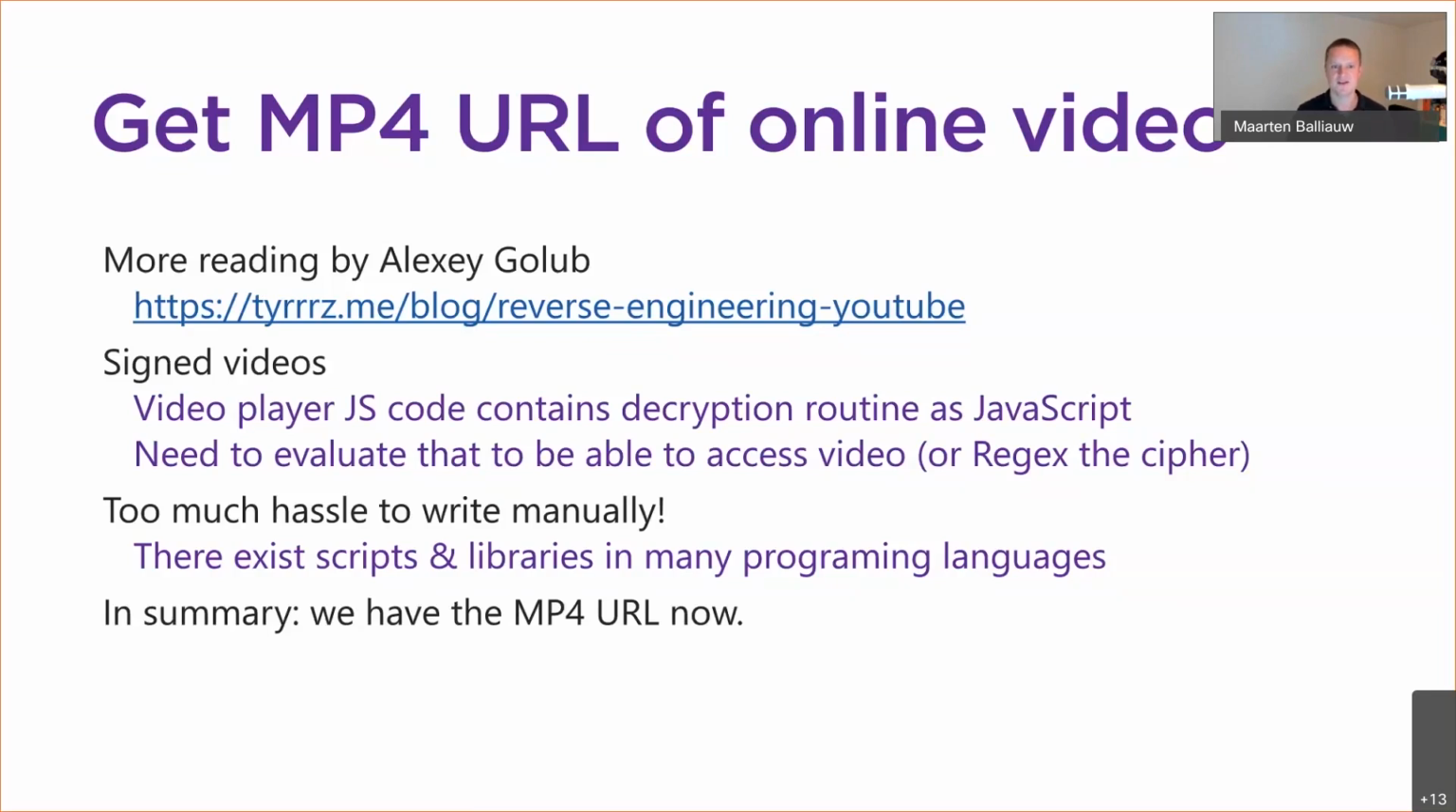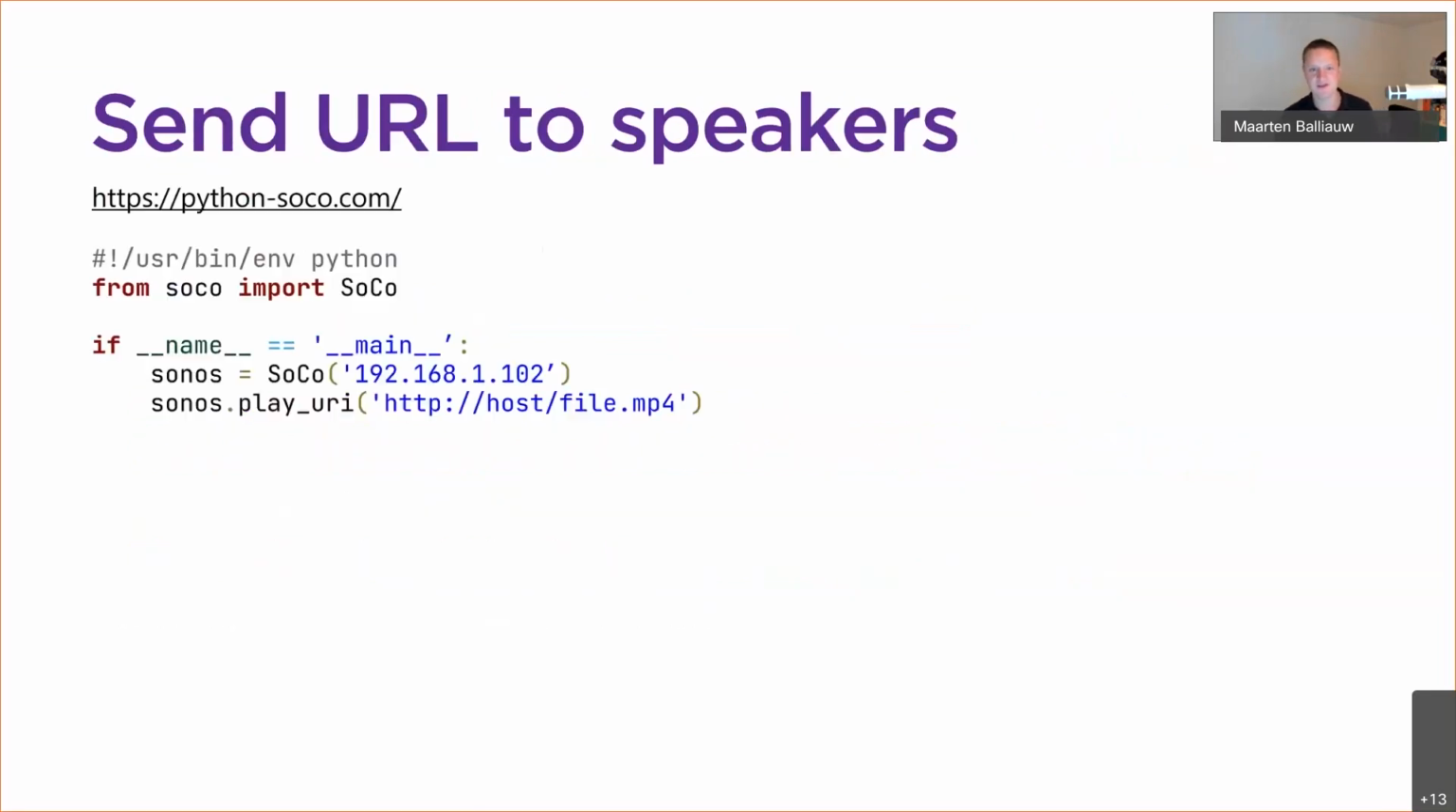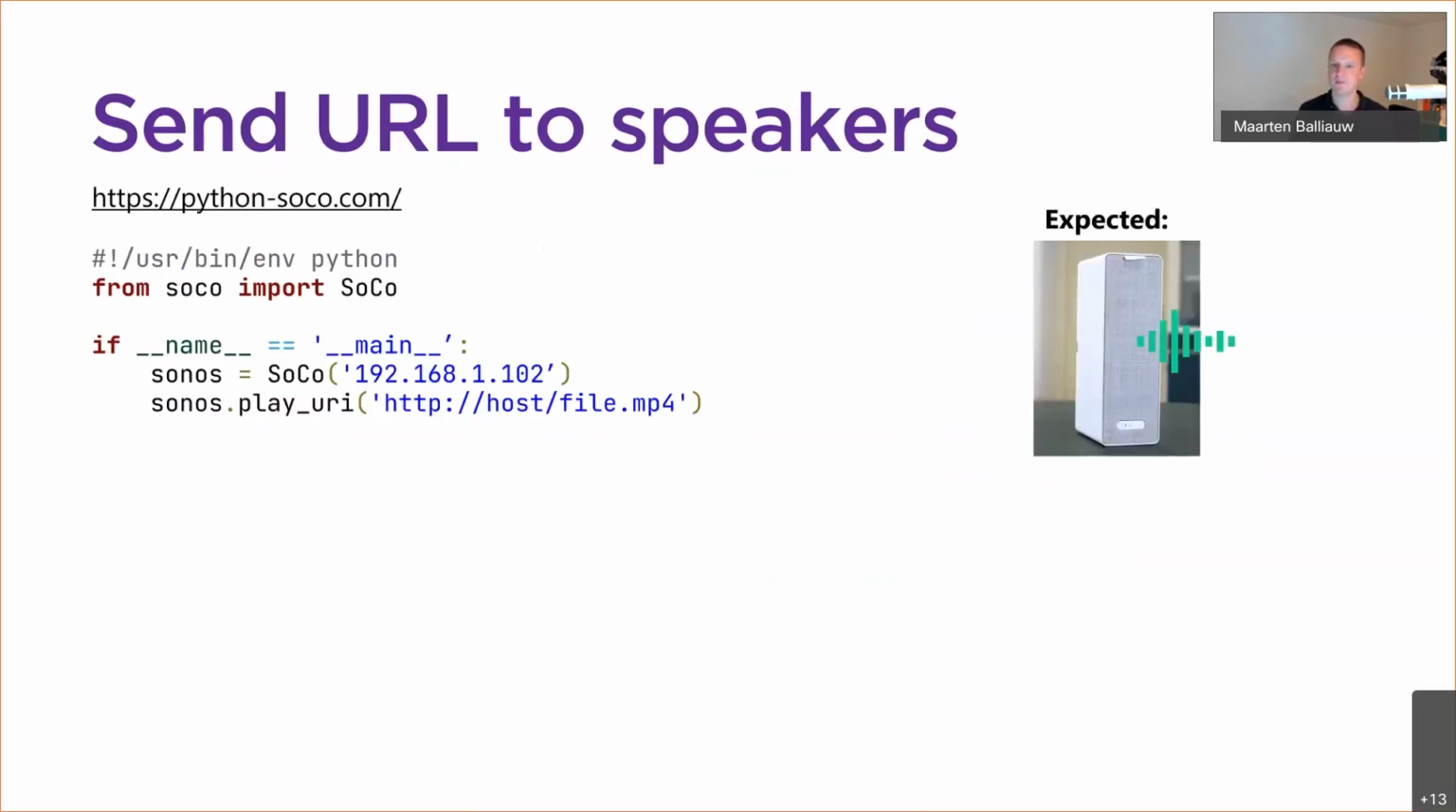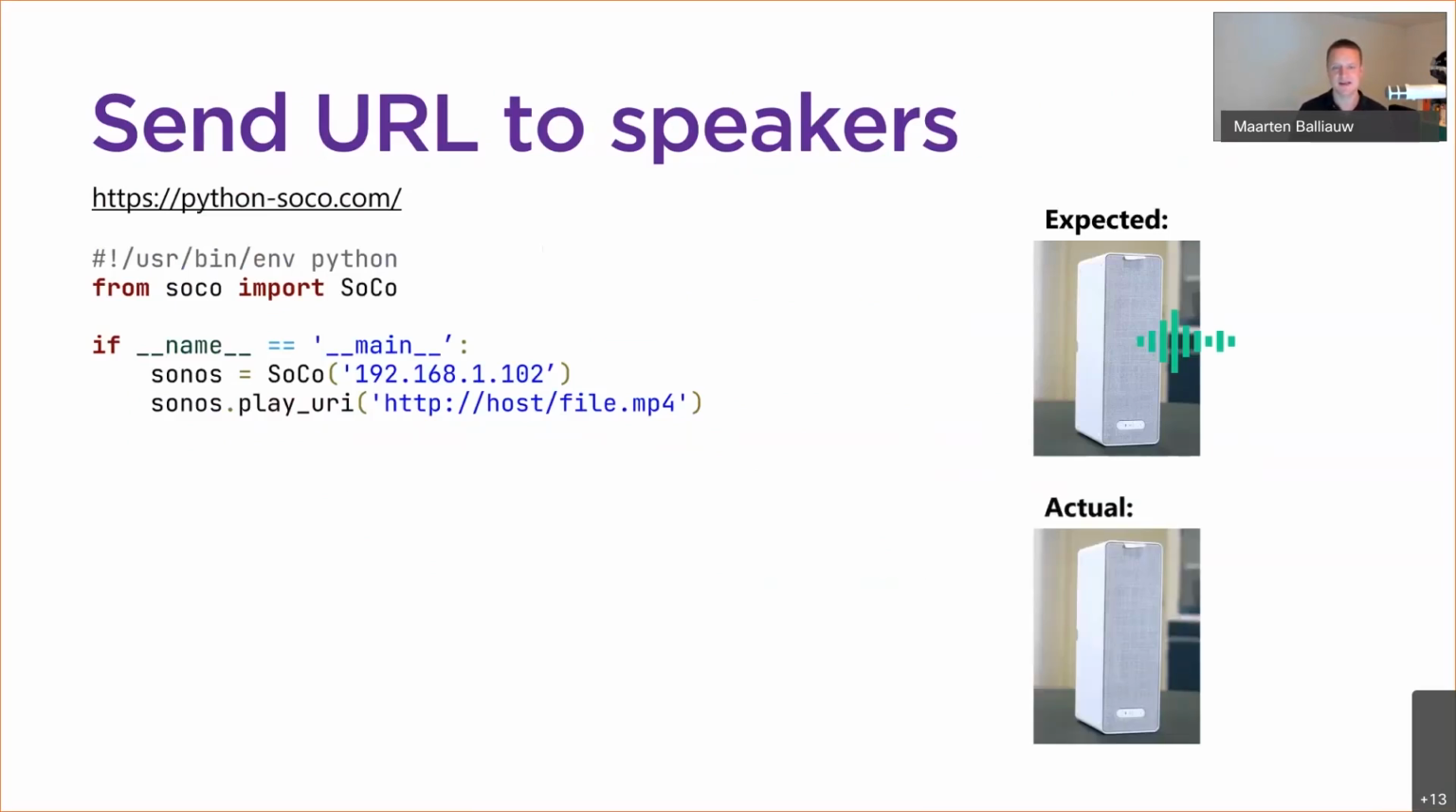Awesome. So the next thing I did was reuse the script that I had to connect to my speaker again, and instead of sending it the MP3 URL that I had on my local server, I sent it a URL to one of those YouTube videos that I got from the metadata, and yeah, I ran it and I was waiting. The expected situation would be that the speakers would start playing. The actual situation was kind of disappointing.